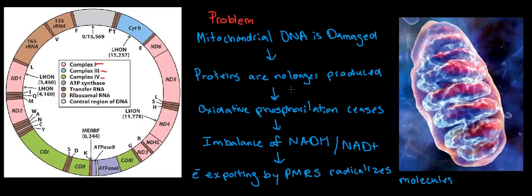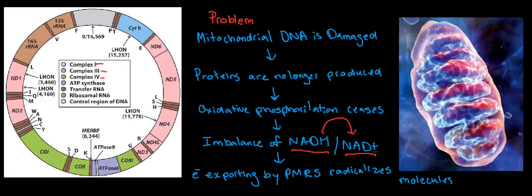When this happens, there is a resulting shift in NADH and NAD+. NADH is the carrier molecule that carries electrons to the electron transport chain. And through oxidative phosphorylation, NAD+ is regenerated. It loses its electrons and hydrogen and becomes NAD+ again. But when oxidative phosphorylation is not taking place, NAD+ cannot be regenerated.